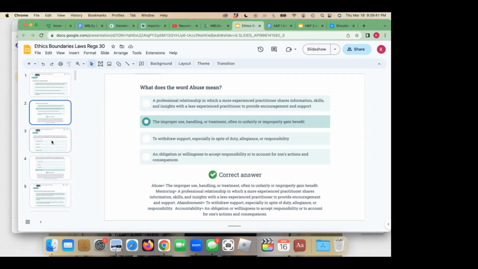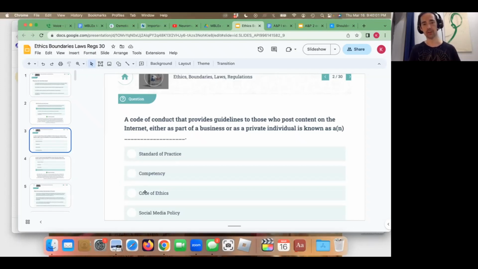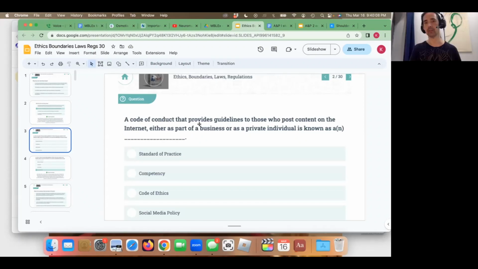Okay. A code of conduct that provides guidelines to those who post content on the internet, either as part of a business or as a private individual, like a solo practitioner. Standards of practice, competency, code of ethics, or social media policy? Social media policy. Yes, a code of conduct that provides guidelines to those who post content on the internet is a social media policy.